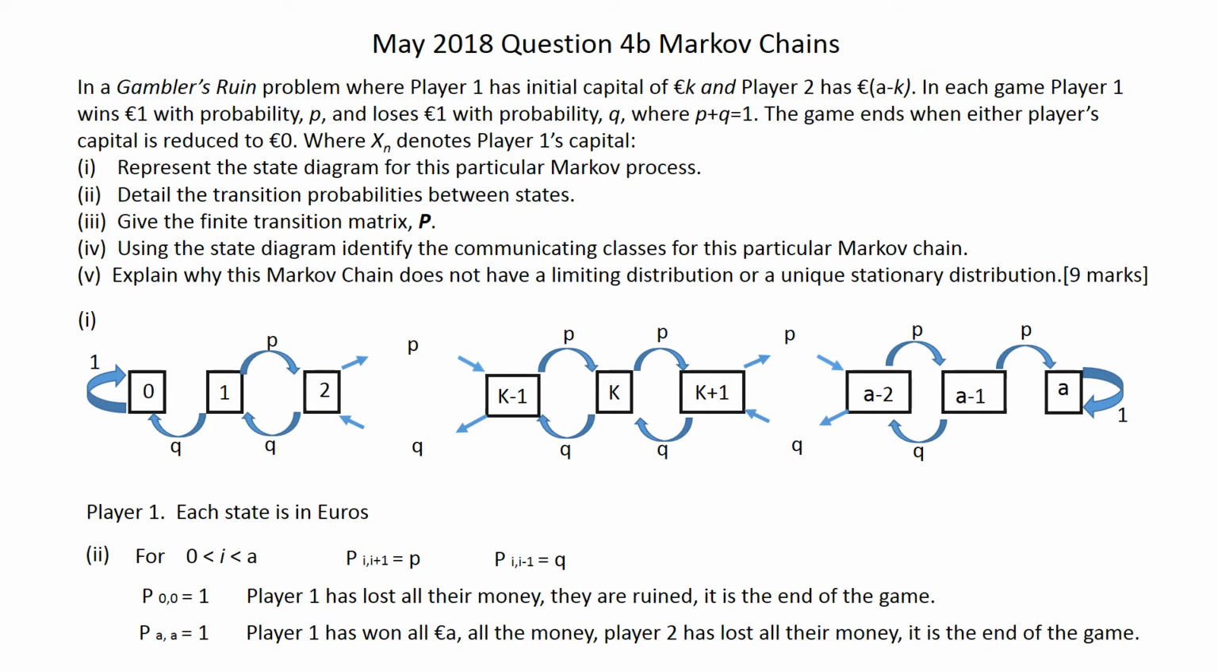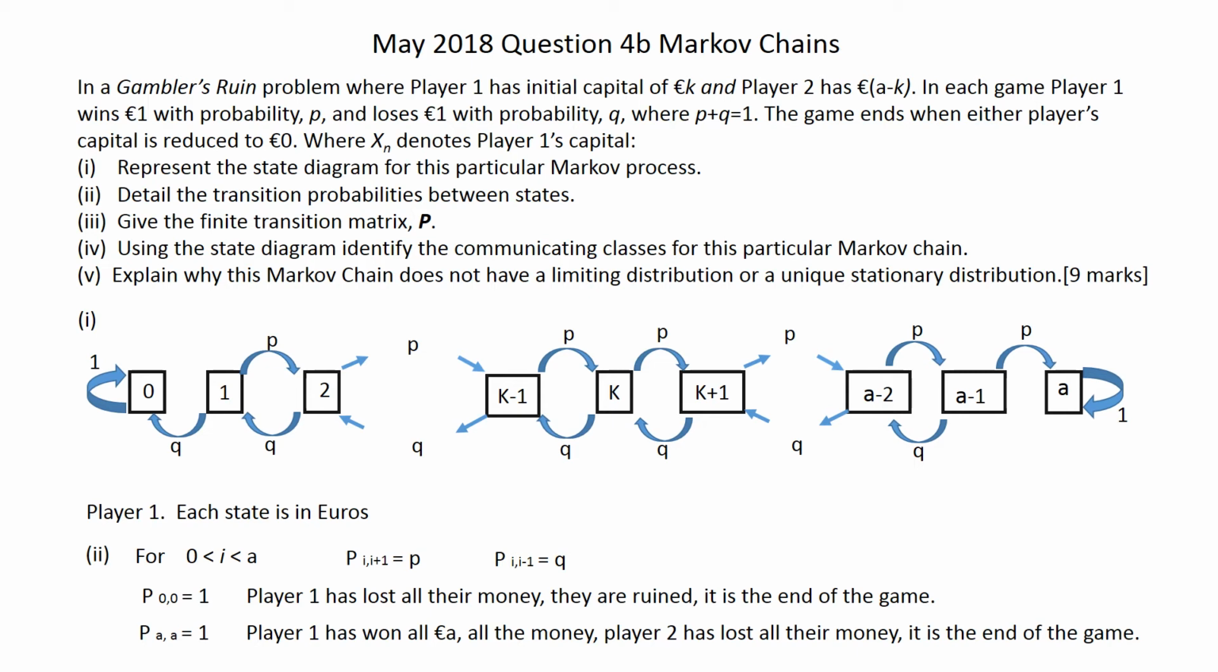Or, on the other hand, player 1 has A euros. That means they've won all the money that's available. They're going to stay in that state of A euros with a probability of 1. They've won all the money, and player 2 has lost all their money, and it's the end of the game. So that's part 1 and part 2 of this done.